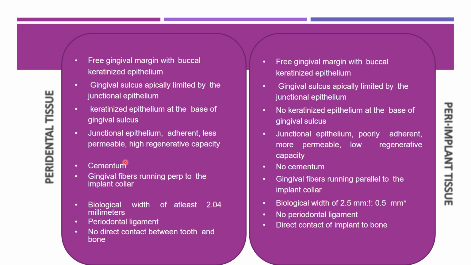In the periodontal tissue we can see cementum, and obviously there will not be any cementum in the implant. Here the gingival fibers run perpendicular to the tooth surface and to the bone, whereas here the gingival fibers run parallel to the implant collar. The biological width is at least 2.04 mm here, and here it is 2.5 mm. The periodontal ligament will be seen in the tooth; in the implant there is no periodontal ligament and no direct contact between tooth and bone. Here it will be direct contact of implant to bone.